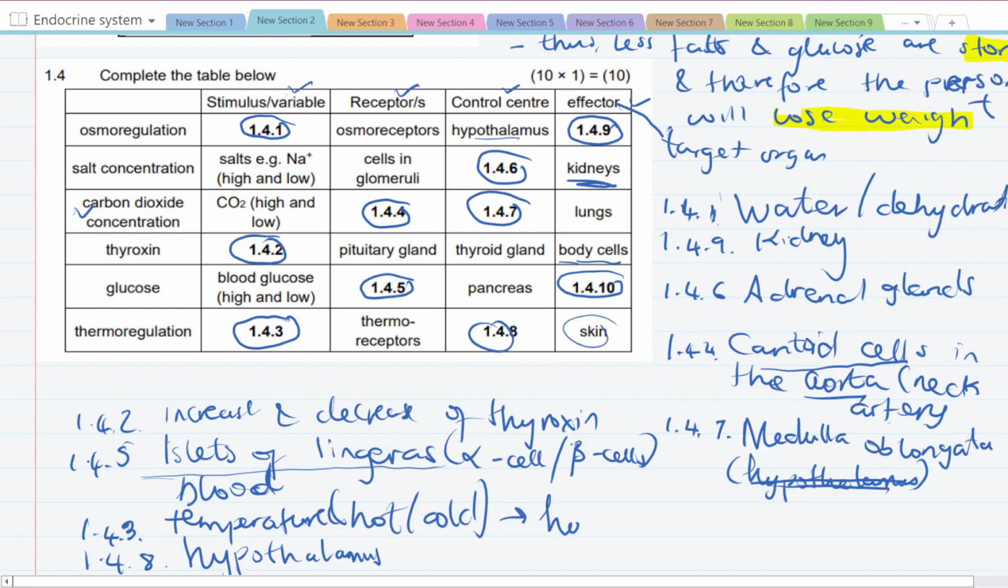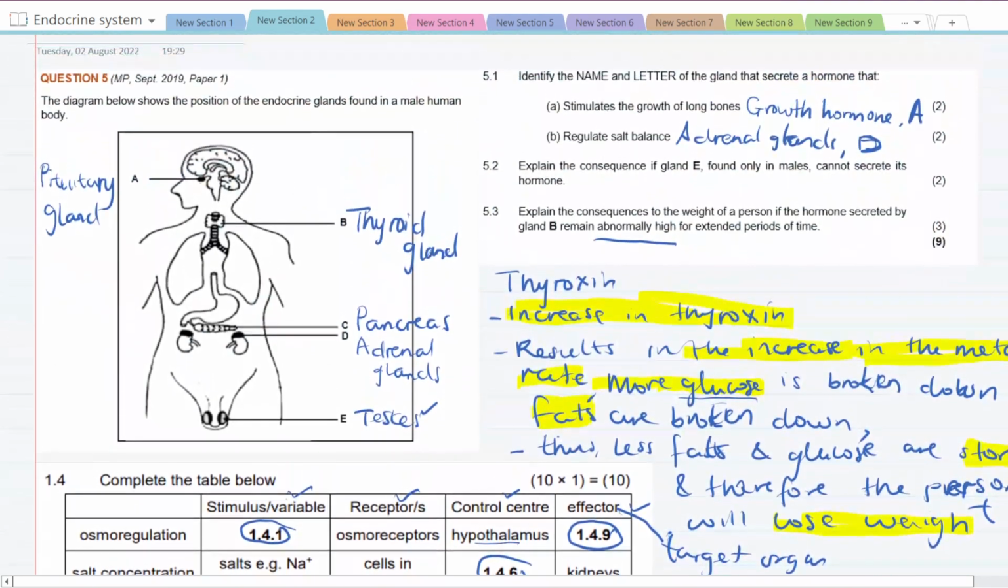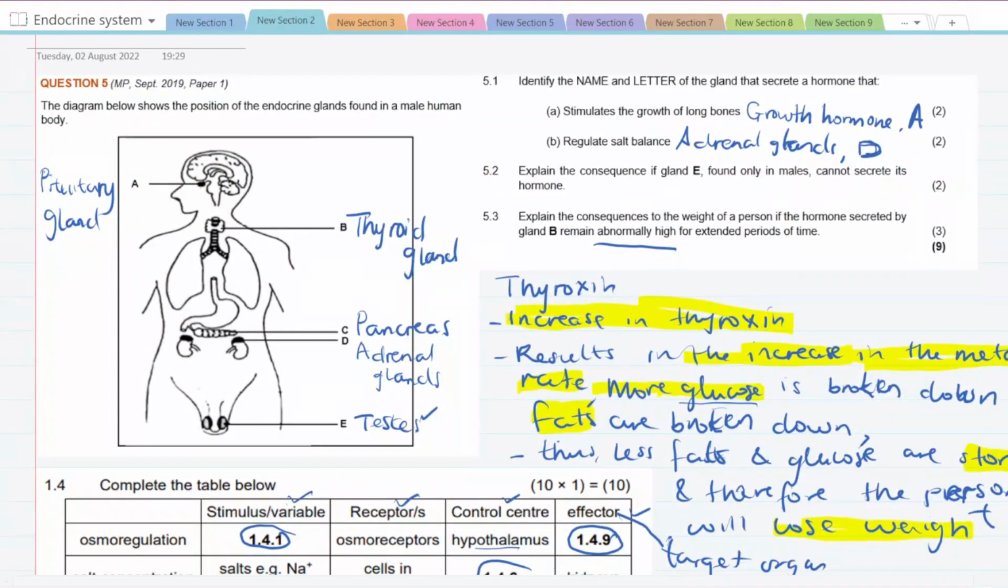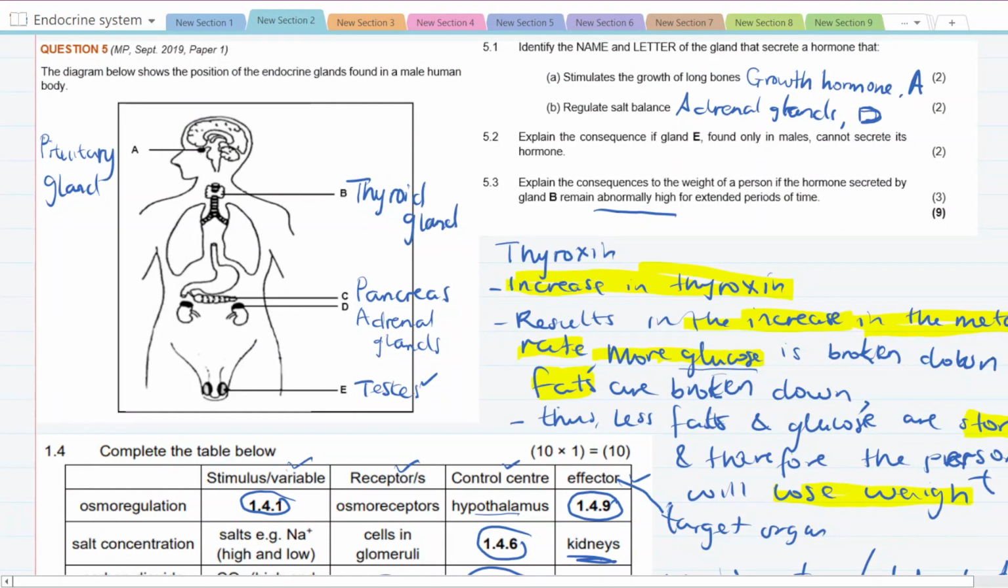So that is just an overview of all the hormones as well as their endocrine glands that will be secreting them to control and stabilize or maintain balance in the body.